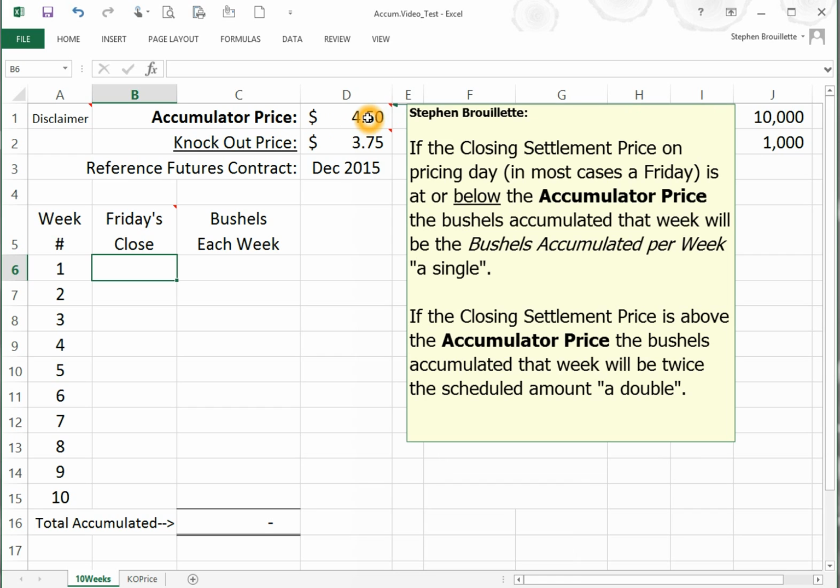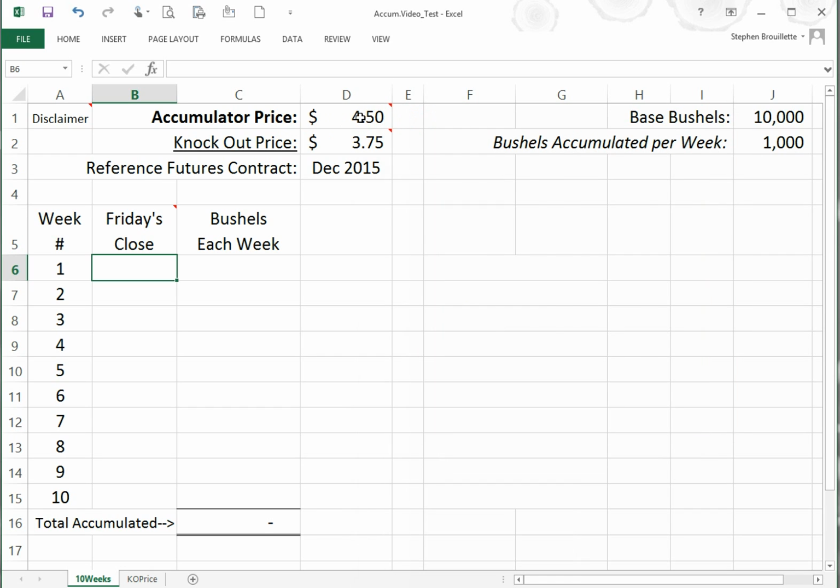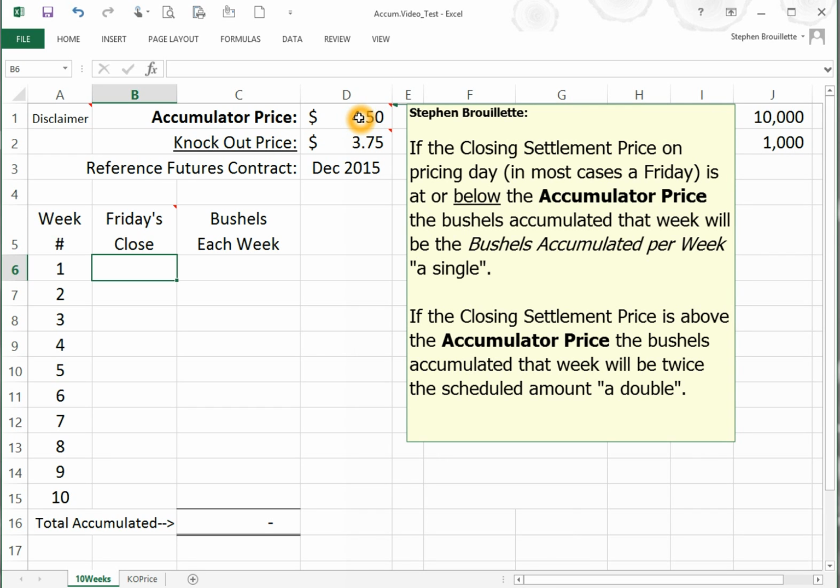The accumulator price is $4.50. Let's kind of go over that. If the closing settlement price on pricing day, in most cases a Friday, is at or below the accumulator price, the bushels accumulated that week will be the bushels accumulated per week, something I call a single. If the closing settlement price is above the accumulator price, the bushels accumulated that week will be twice the scheduled amount for that week, something I call a double.